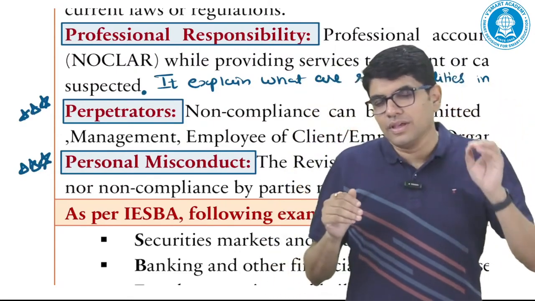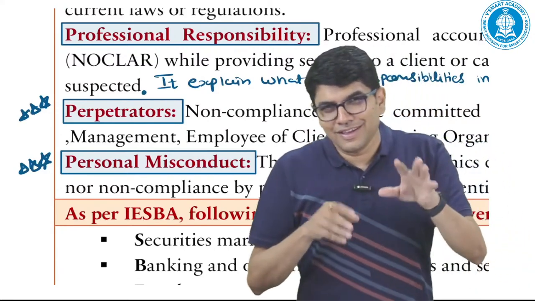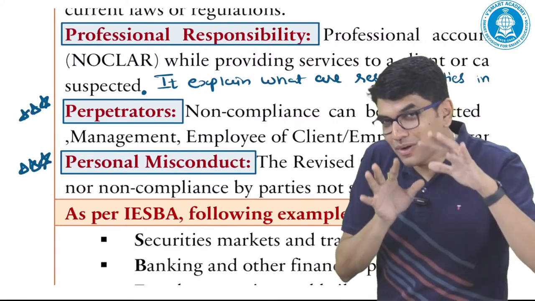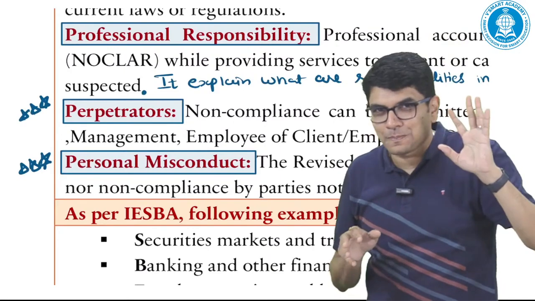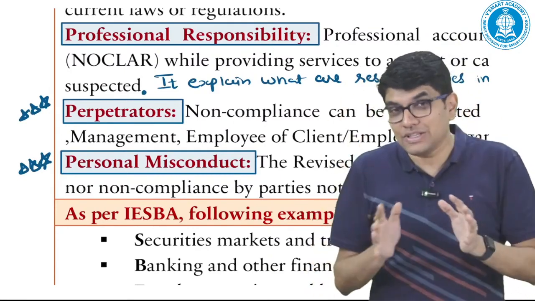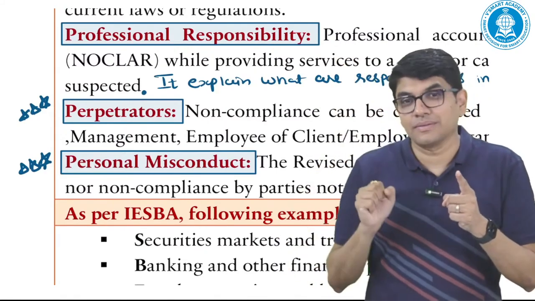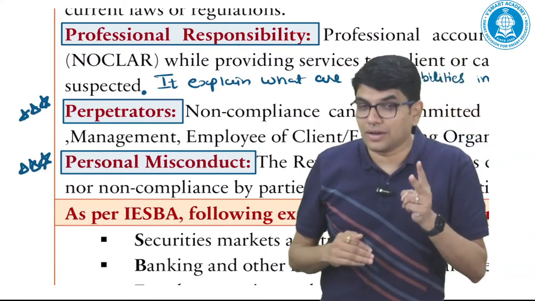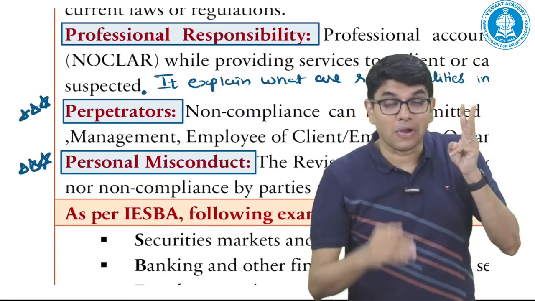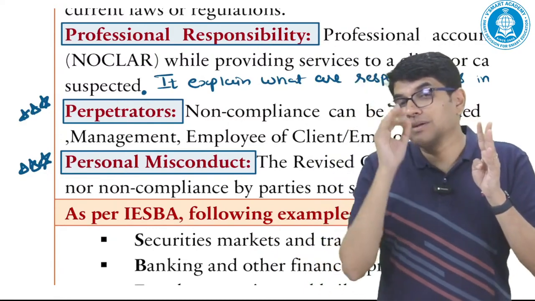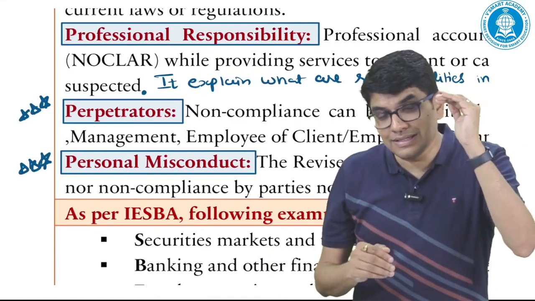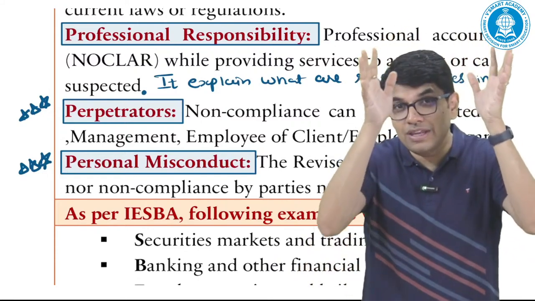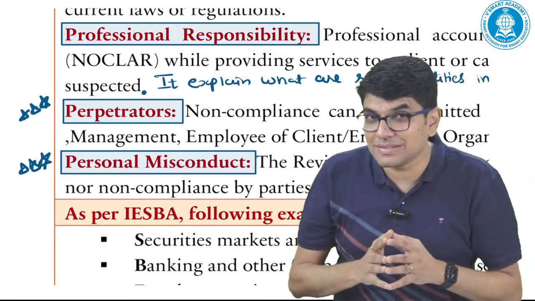So, let's understand, guys. If you are a chartered accountant in practice and you are doing audit of a company, of a client, then non-compliance or illegal activities by the client whom you are auditing, or their TCWG, those charged with governance, or their management, or their employees. If non-compliance is done by the client, or TCWG of the client, or management of the client, or employee of the client, if any of the four of them are doing non-compliance, we have to apply NOCLAR.